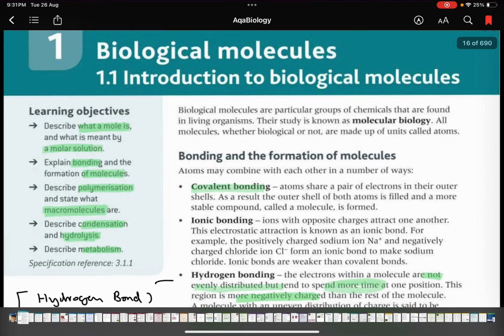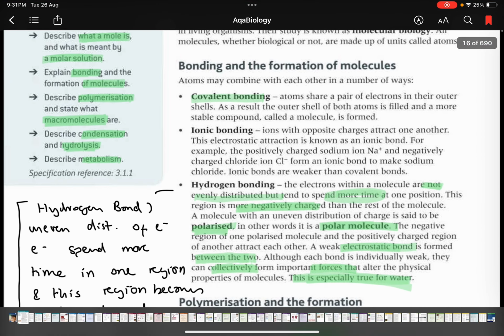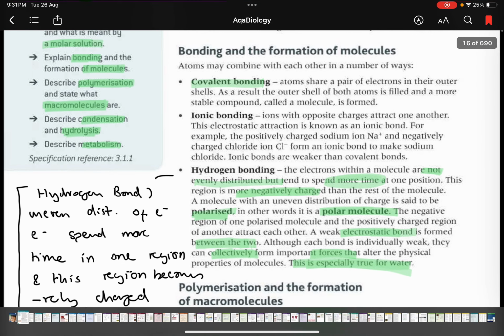Today we're going to be doing biological molecules, specifically an introduction to biological molecules, as well as carbohydrates. So let's get right into it. I'm going to be doing AQA biology, AS level, and I'm currently just using the textbook.